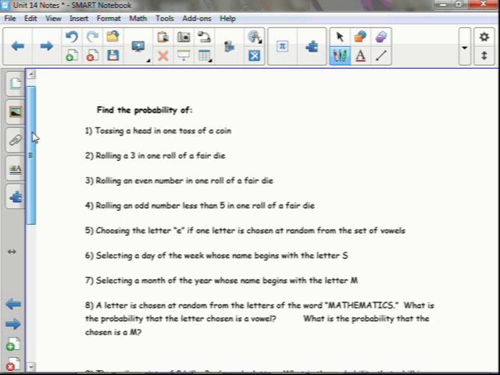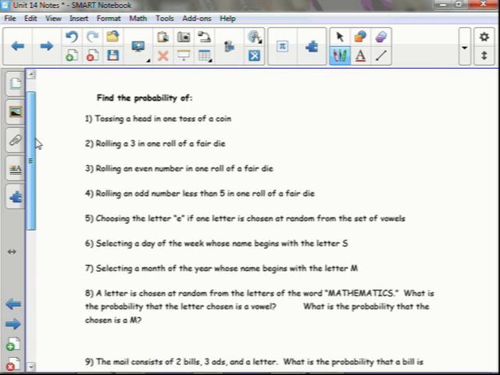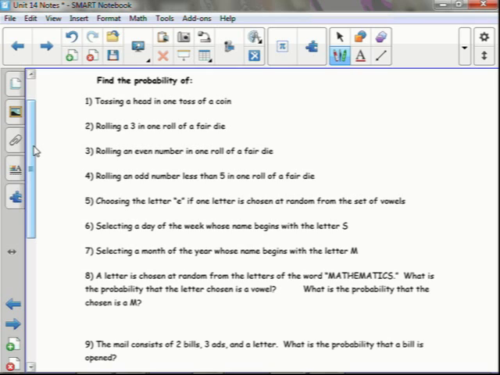Let's look at some theoretical probability here. The probability of tossing a head in one toss of a coin. Well, you have heads and tails. There's 2 options. One of them is head, so it's 1 out of 2. Rolling a 3 in 1 roll of the die. There's one 3 out of 6 on the die. Rolling an even number when rolling 1 die. So you've got 2, 4, and 6. There's 3 out of 6, which we could reduce to 1/2.